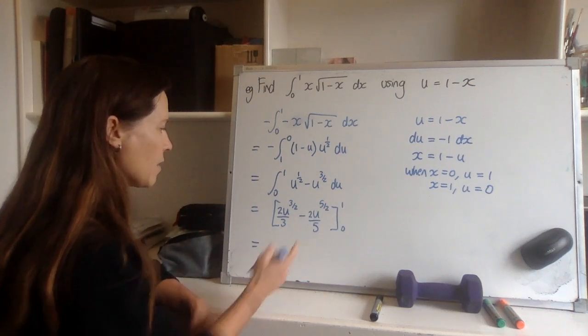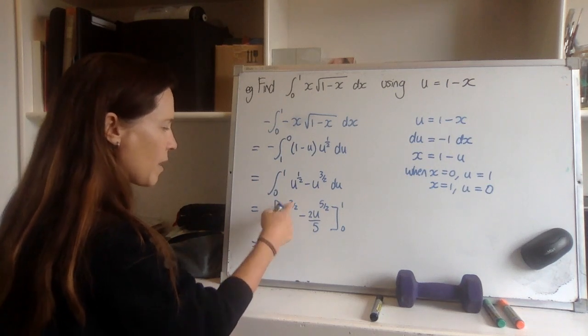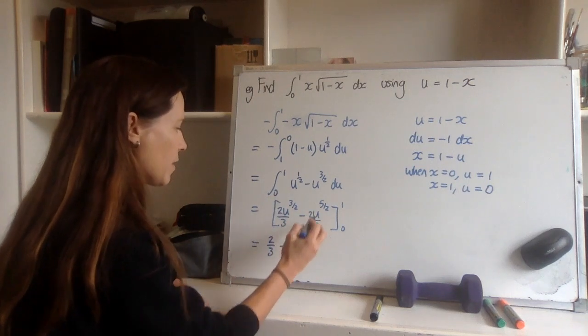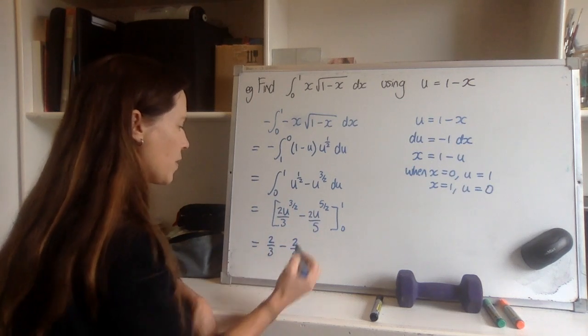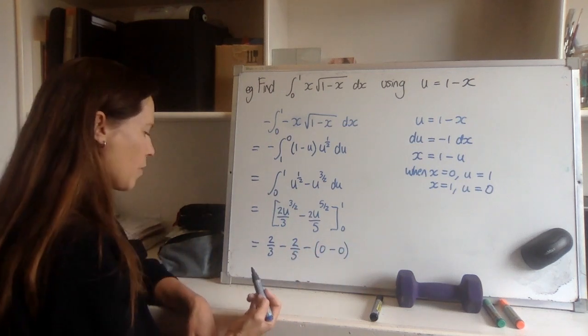And then subbing in, I've got 1 here, so this 1 raised to the power of anything is just 1, so this is just going to be 2/3 minus 2/5 minus bracket 0 minus 0, so I don't need to worry about that.